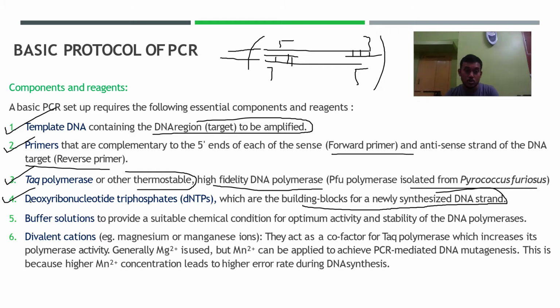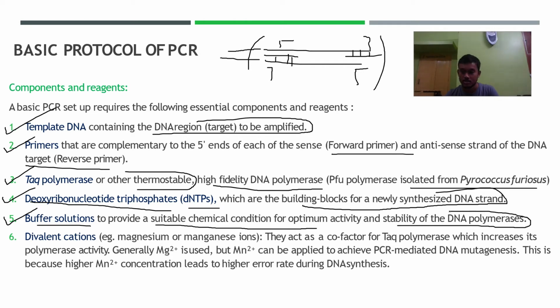dNTPs are also used, which are helpful in synthesizing DNA strands, and which enhance the process of polymerase activity along with the primer. That is why we use dNTPs, for synthesizing new DNA strands. Next we have buffer solutions, which provide a suitable chemical condition for optimum activity and stability of the DNA polymerases.